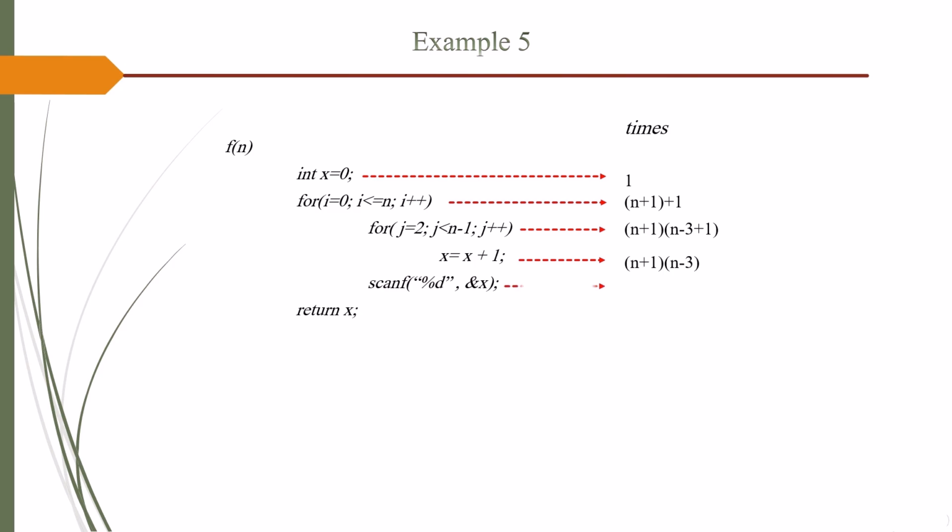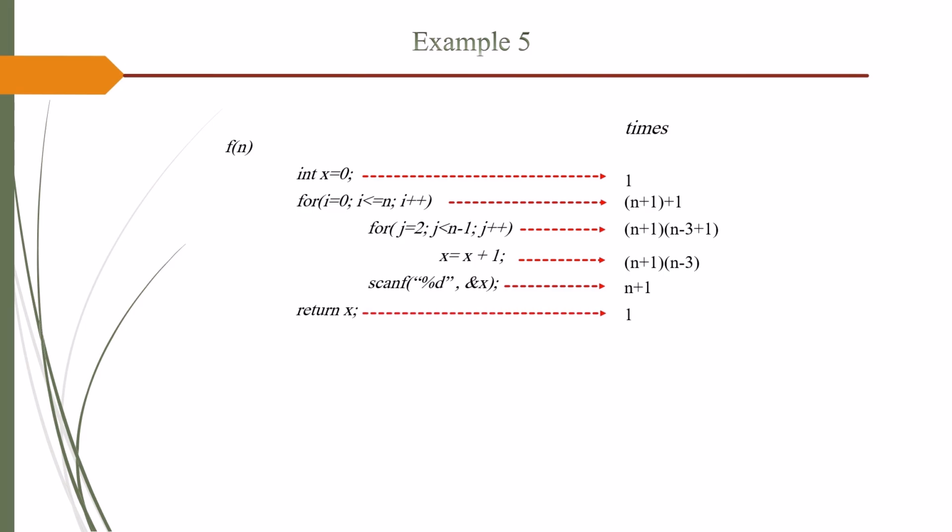The next statement is only inside the first loop. If you pay attention, the scanf statement and the second for loop are aligned, which means that the scanf statement is not inside the second loop, but is only a subset of the first loop. So for this statement, we only need to consider the number of entries into the first loop, which is n plus 1 times. Finally, the last statement is outside the loops.